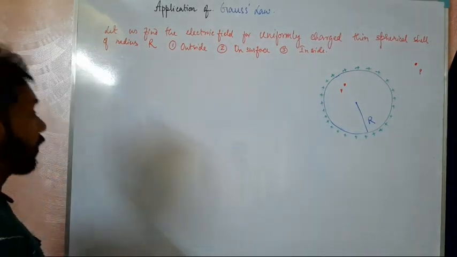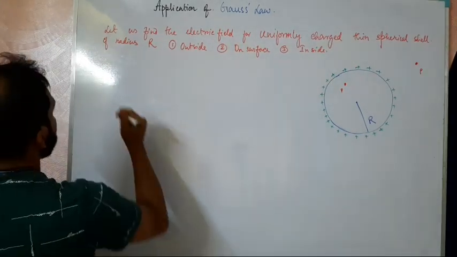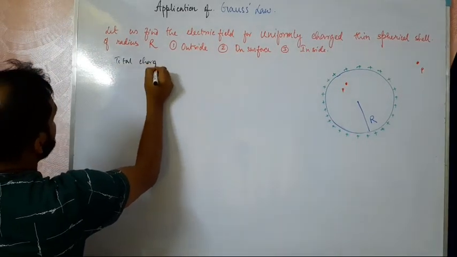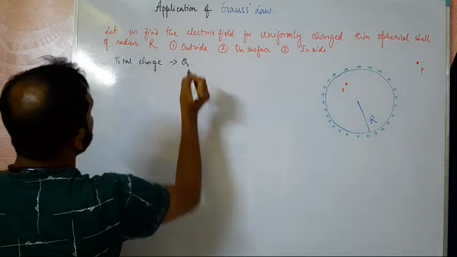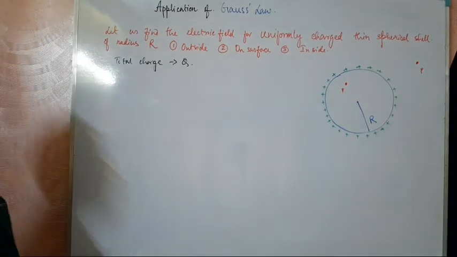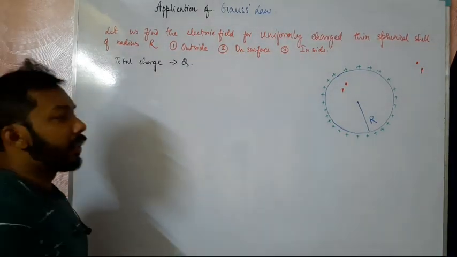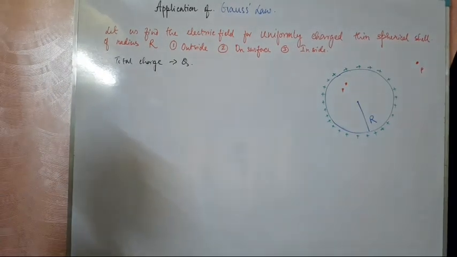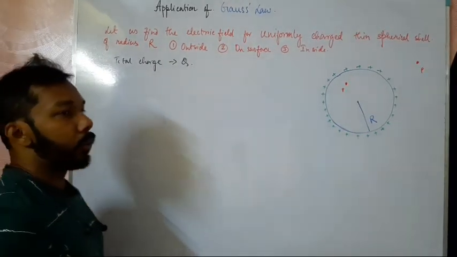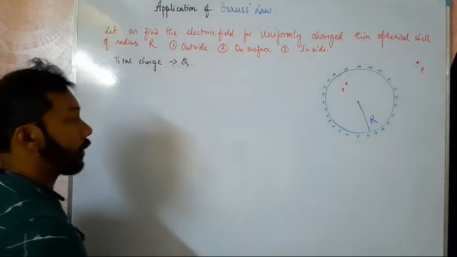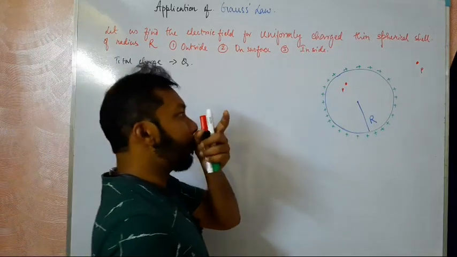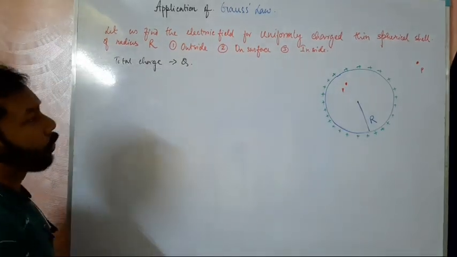Let us suppose the total charge for the sphere is Q. For the previous two examples, the infinitely long wire and the infinitely long plane sheet, the total charge cannot be calculated because it is infinite. If we need to find the total charge, it will again be infinity. But here, since it is a finite dimension, we have total charge Q.